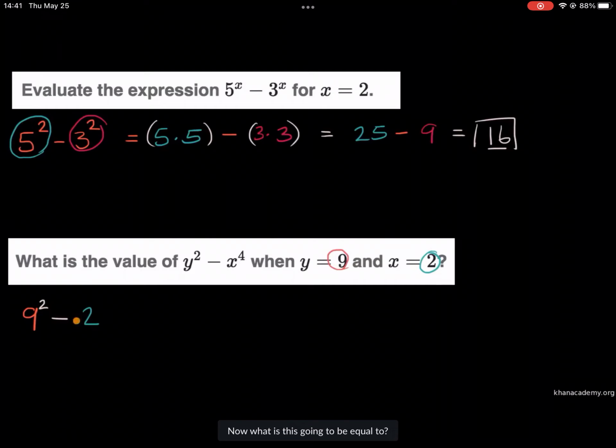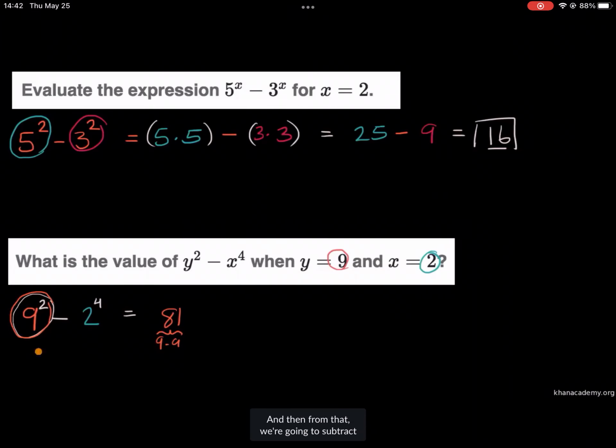Now what is this going to be equal to? Well, 9 squared is 9 times 9. So this whole thing is going to be equal to 81. This whole thing right over here is 9 times 9. And then from that, we're going to subtract 2 to the fourth power. Well, what's 2 to the fourth power? That is 2 times 2 times 2 times 2.